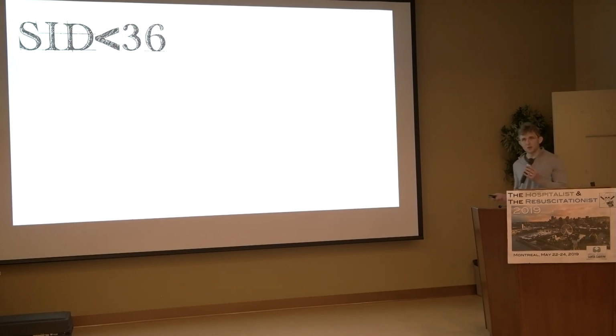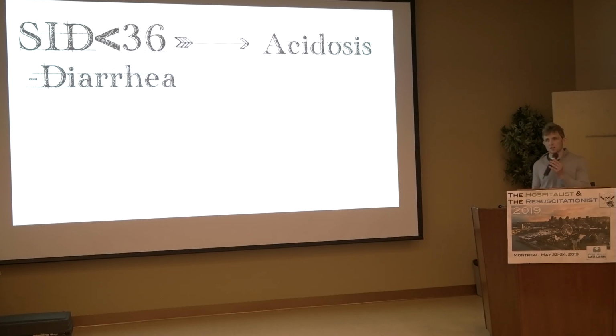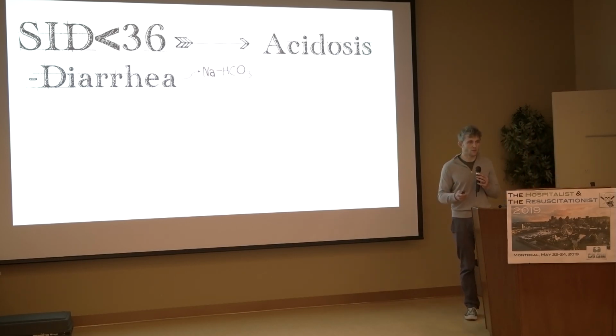Okay, so a SID less than 36. That's telling you there's more chloride in your system in relation to sodium. Right, so you have a hyperchloremic or SID acidosis. What are the things that classically cause this? Diarrhea. Why does diarrhea cause acidosis? Classically, you learn that you're spilling bicarb in your feces or in your diarrhea. What are you really spilling? Sodium bicarb, right? So you're spilling sodium bicarb, so your sodium's going down, your chloride's staying the same, your SID gets less, you get an acidosis.